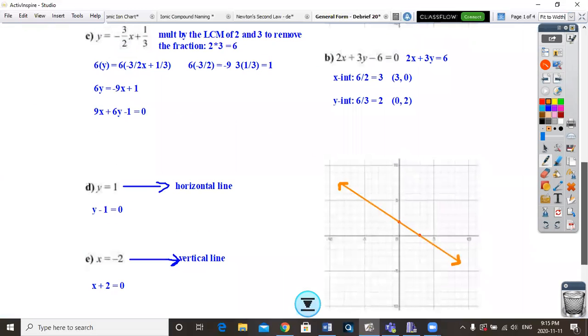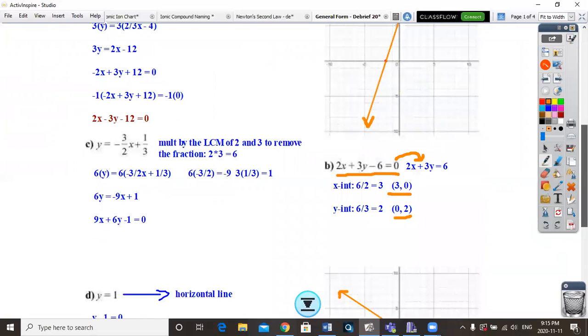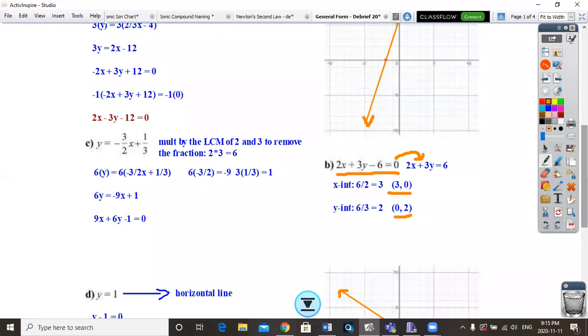So we have used the general form, converting it into standard form for more ease of use, and finding the x-intercept, the y-intercept, plotting them both, and then connecting with a straight line. And that is how we graph the general form of an equation.